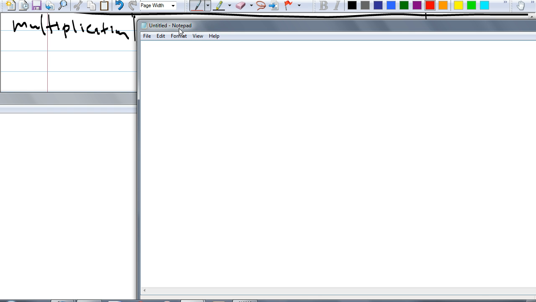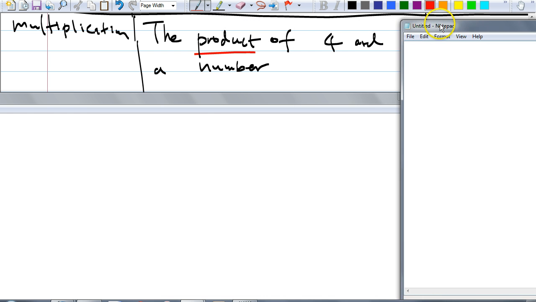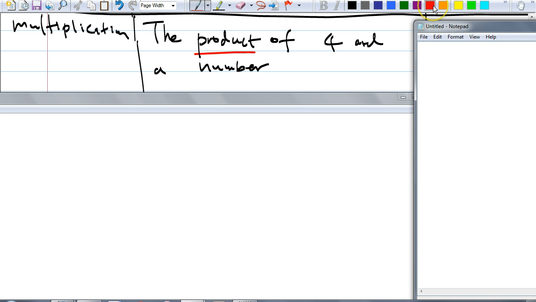What word describes the result of multiplying two or more numbers together? Yeah. The product is correct. Very good. So here, the product of 4 and a number. I think I used y this time, but you don't have to. You could use any variables you like. Go ahead, write down the expression. I'll wait.